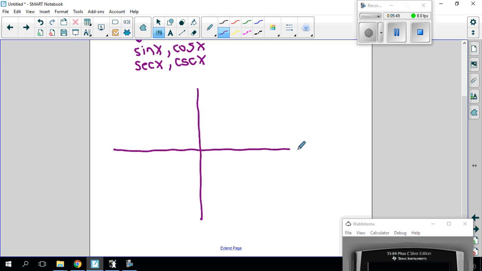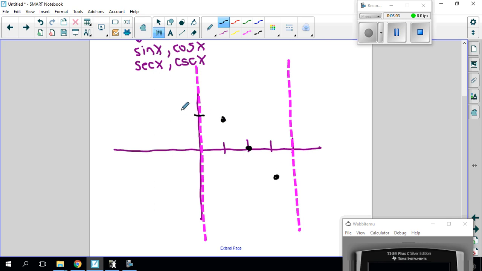I'm going to graph cotangent first because I find that easier. 1, 2, 3, 4, drop in a vertical. But you've got to remember the y-axis is a vertical. And you kind of do this. I wish I had a mnemonic device. Come up with one, I don't know. That'd be really cool, I guess. This has been working good for me, though.